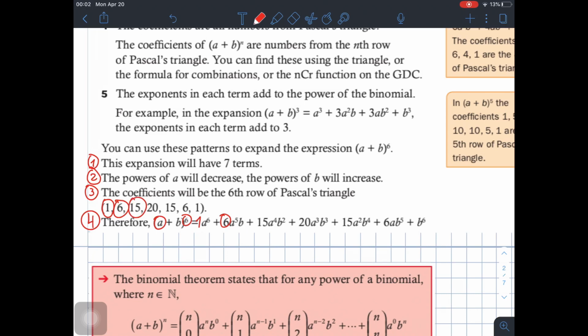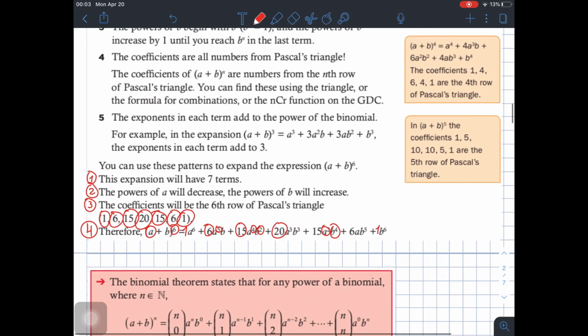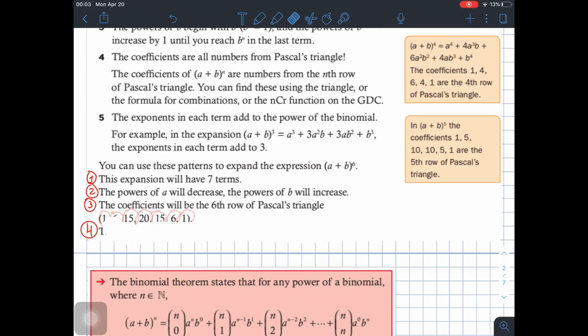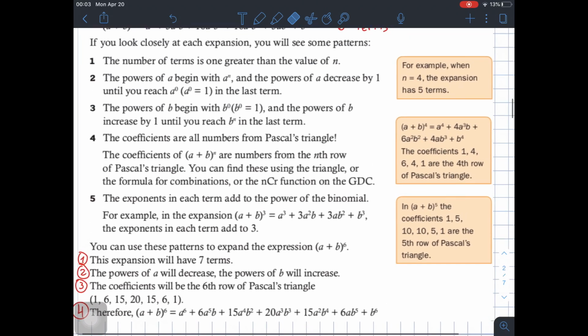Then the third term is 15, then a to the power of 4, the exponent is always decreasing, and this one is always increasing. So b squared, then 20, a cubed, b cubed, then 15, a squared, b to the power of 4, 6, a b to the power of 5, and finally 1 times b to the power of 6, okay? So this is pretty mechanical. If you understand all of these properties, the problems that we're going to do next class are going to be much easier, okay? So please remember all of these properties in the Pascal's triangle.